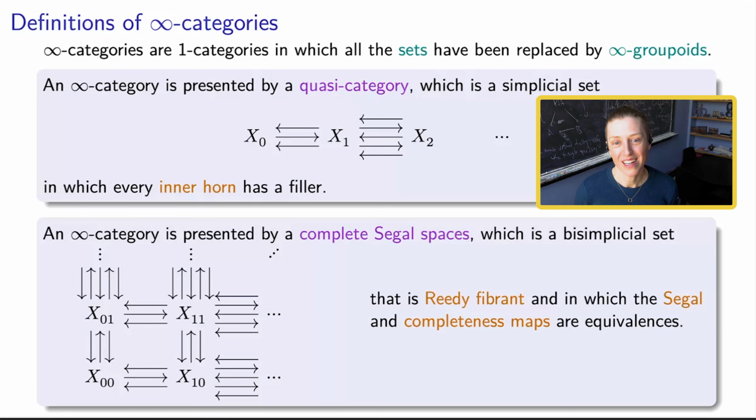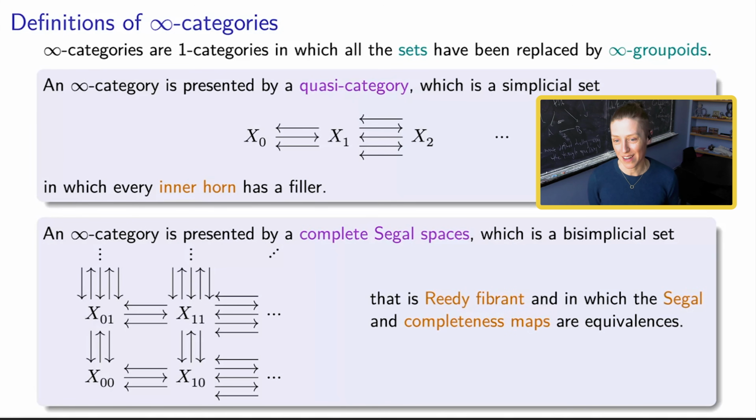So certain diagrams will commute with these maps, other diagrams will not commute. I did not make any of that precise, but the notion of simplicial set does make all that precise. And then moreover, every inner horn has a filler. And for space reasons, I'm not going to indicate at all what an inner horn is. So that's one definition.